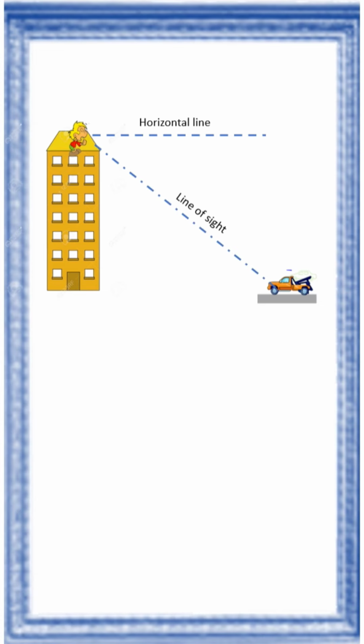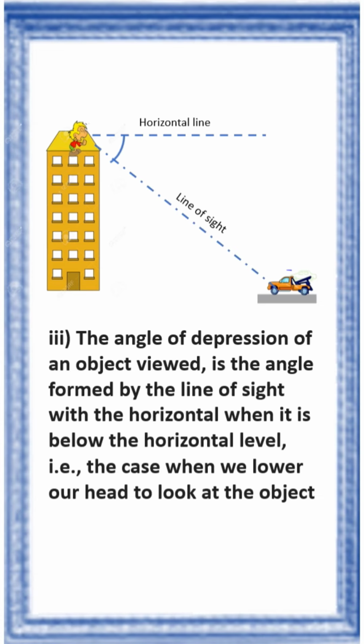Now the observer is on the top of the building. This is the horizontal line. He observes a car on the ground. Then this is the line of sight. Then this is the angle of depression. What is the angle of depression? It is the angle formed by the line of sight with the horizontal.